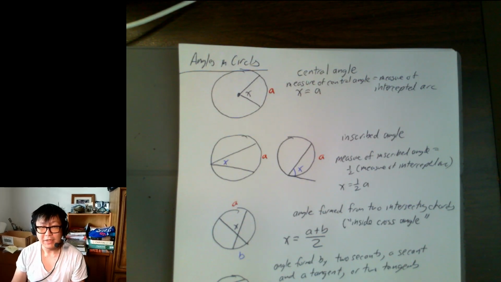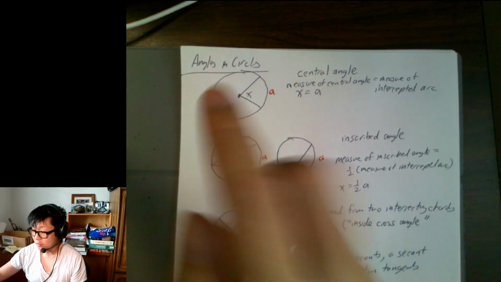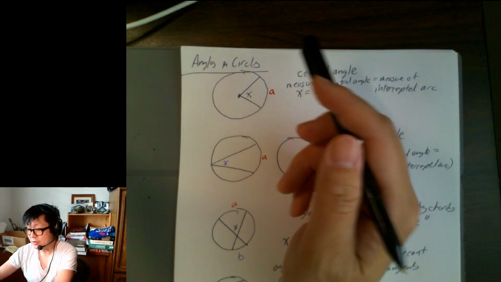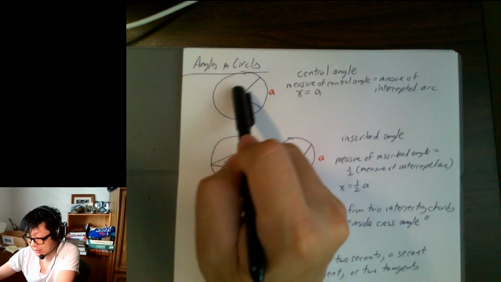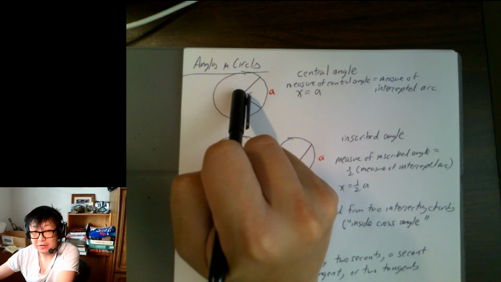Today's video talks about angles in circles. So we have many angles that you can form from various radii and chords in a circle. We started by talking about central angles, which are angles with the vertex located at the center.